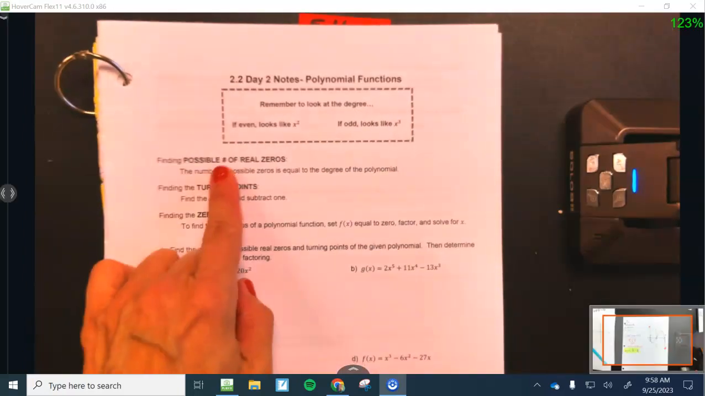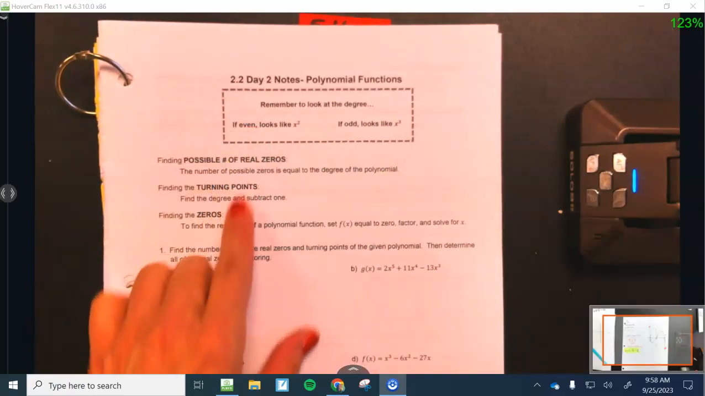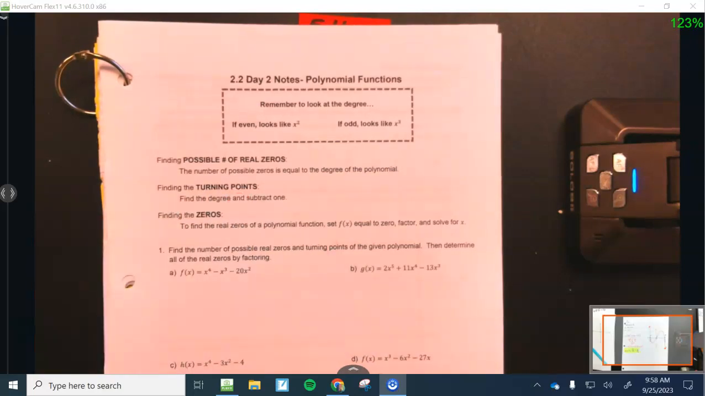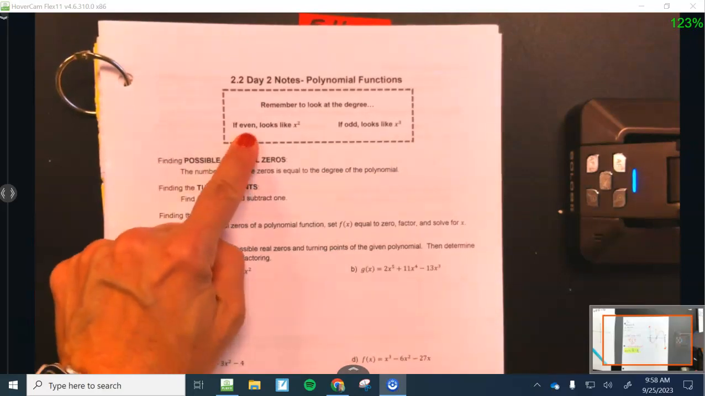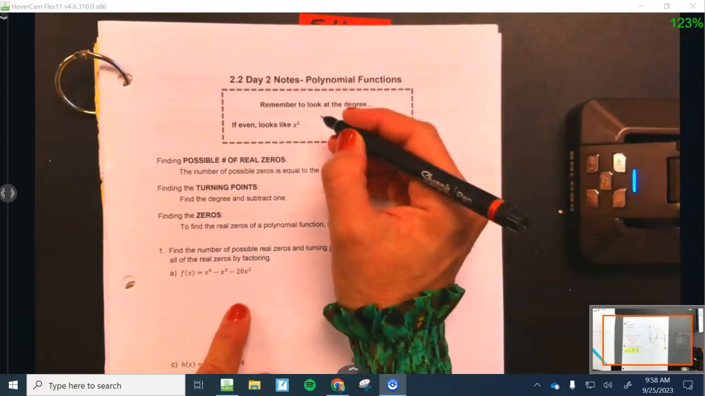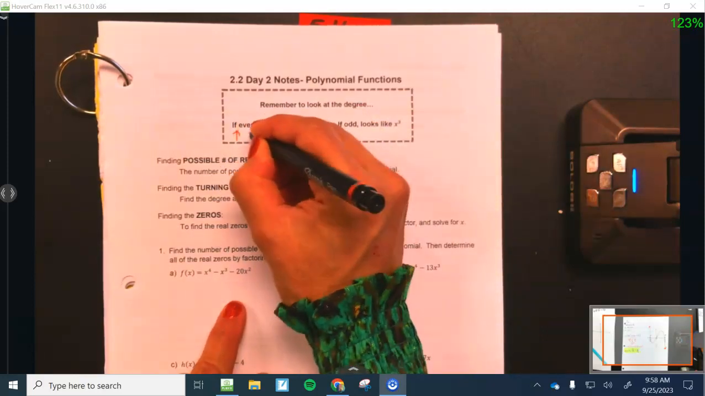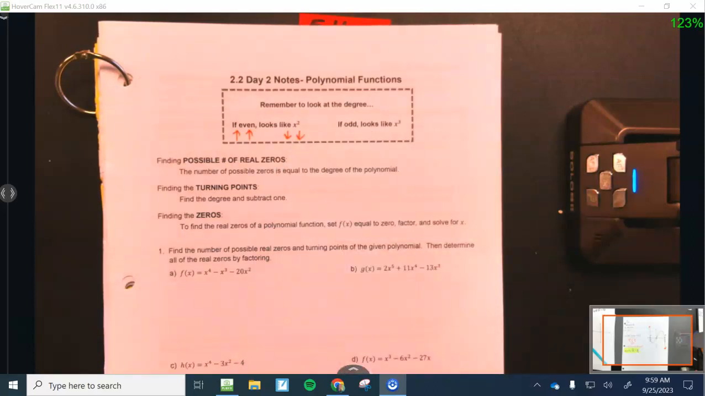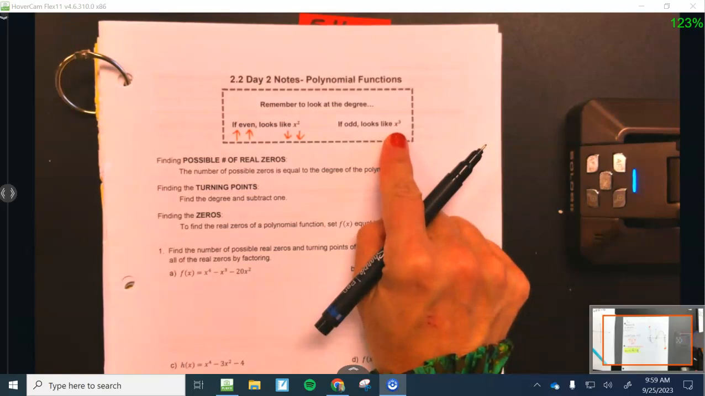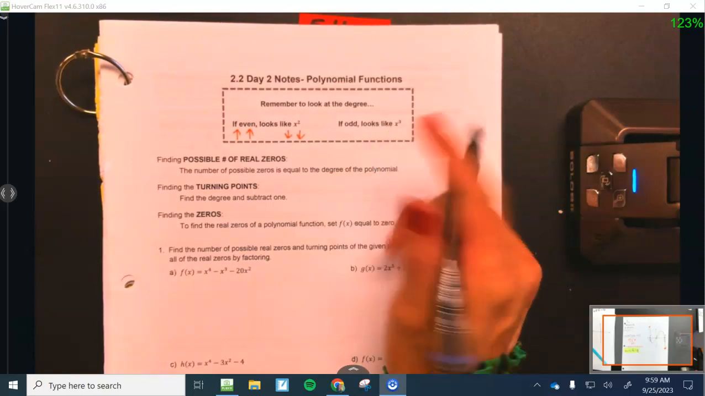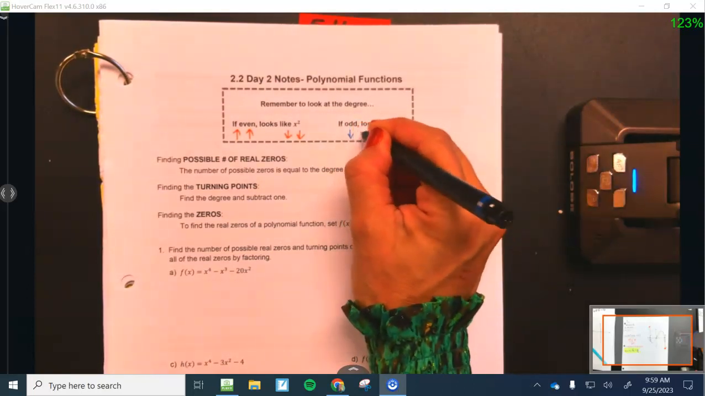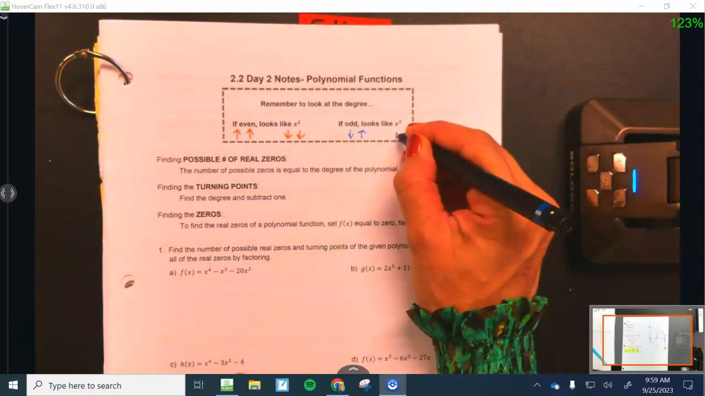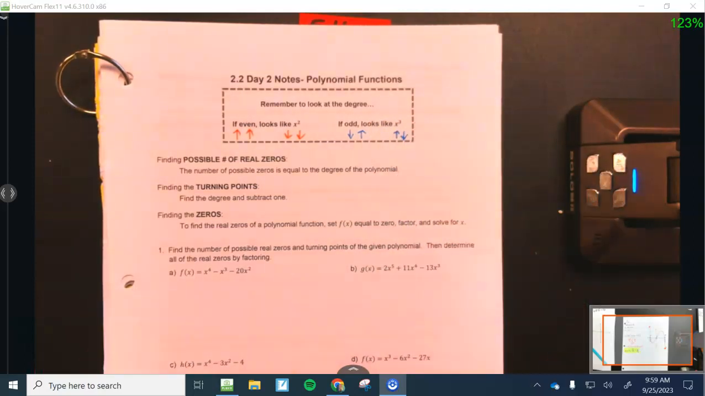Okay, so today, guys, we are solving for zeros. Please remember, any polynomial of an even degree is going to have the same end behavior. It's going to look like one of those two. Any polynomial with an odd degree is going to have opposite end behavior, where it's going to look something like that. They're all going to look something like that.